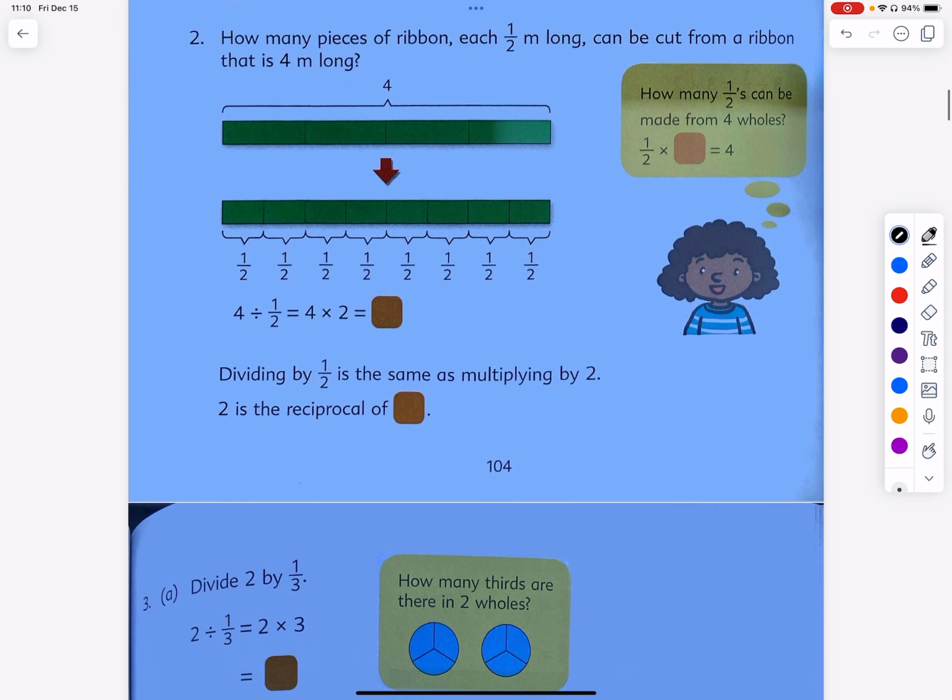Next word problem. How many pieces of ribbon, each 1/2 meter long, can be cut from a ribbon that's a total of 4 meters long? In other words, how many times does a half go into 4 meters? Well, we know 1/2 goes 8 times into 4. However, I would like to write it using the language of math. 4 meters divided into half meter pieces is the same as 4 multiplied by a reciprocal of 1/2, which is 2, and of course there will be 8 pieces.